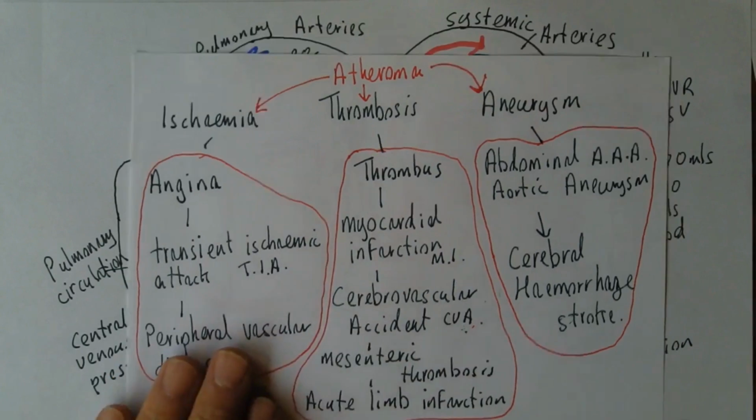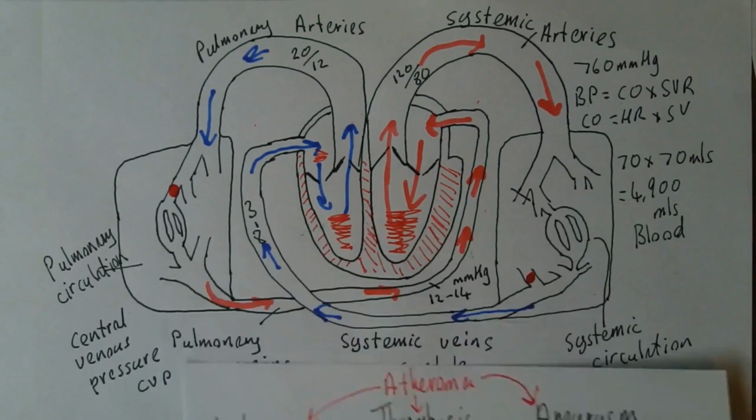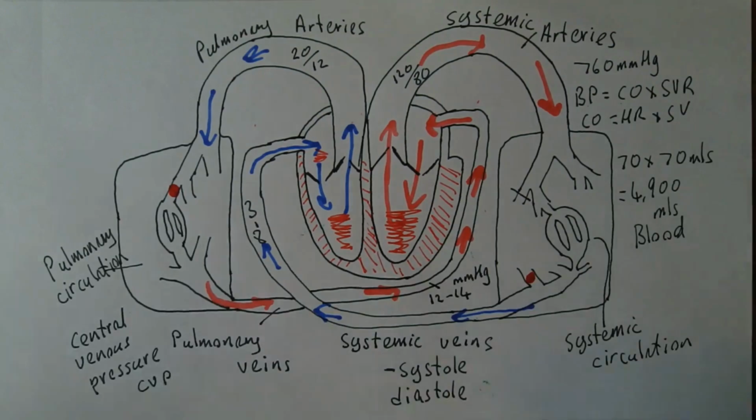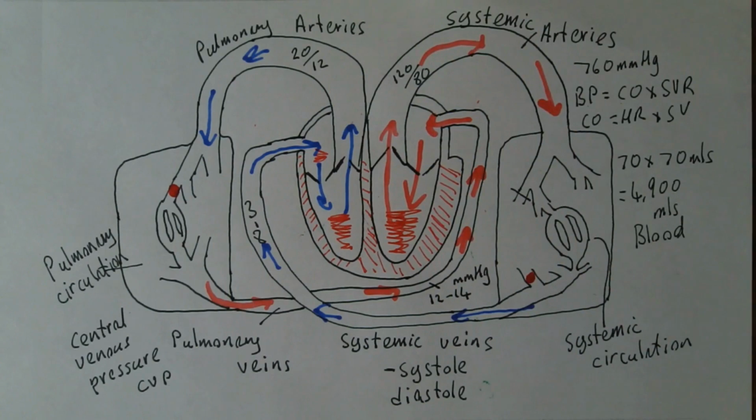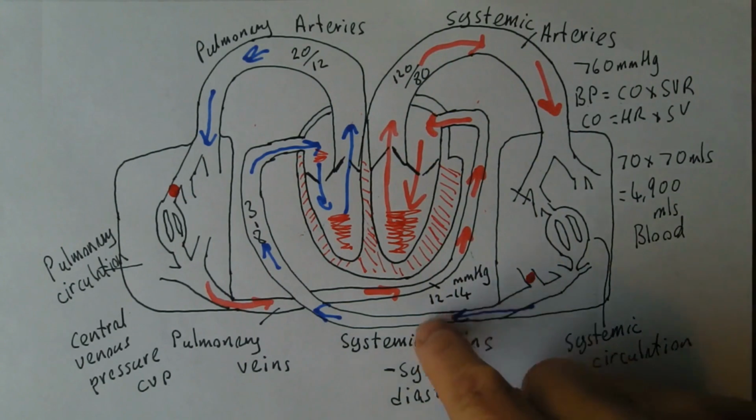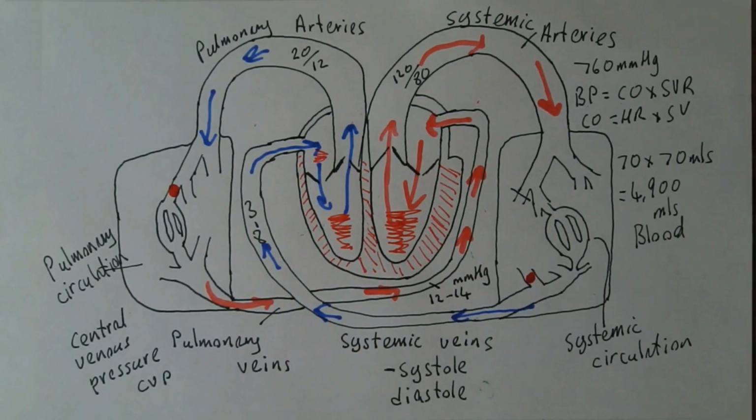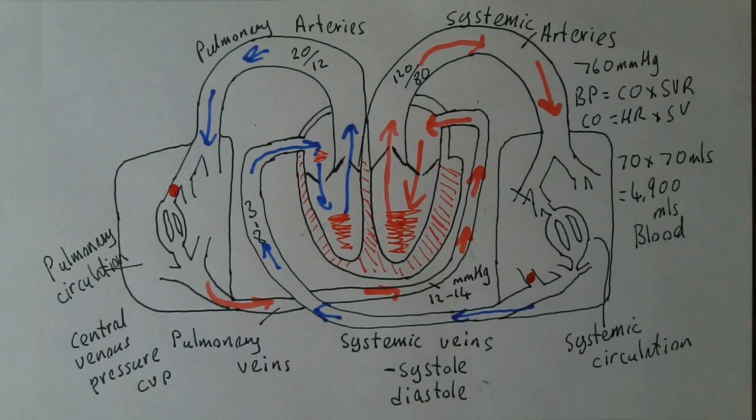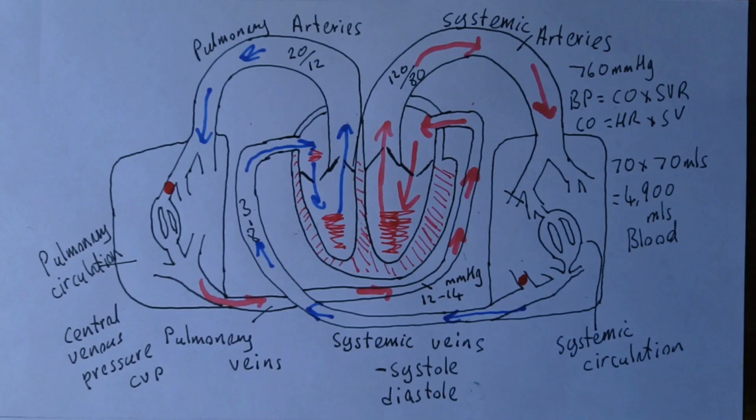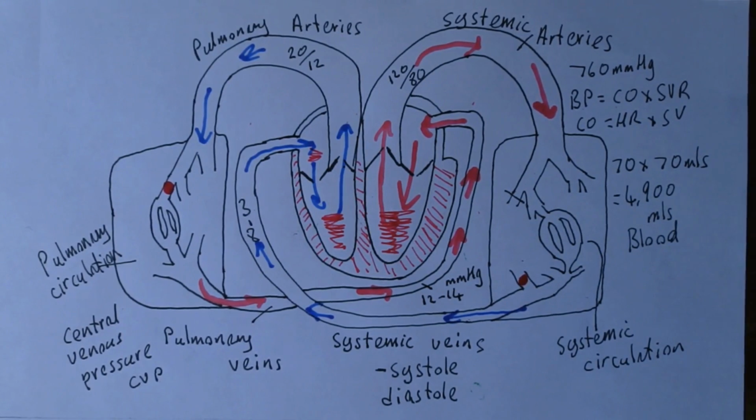Next, if we're working round, I think we'll look at systemic veins. So we've looked at pulmonary arteries, we've looked at systemic arteries, and in the next video clip we'll consider disorders of systemic veins. The systemic veins being the veins draining the systems of the body back to the right atrium. We now want to think about the systemic veins.